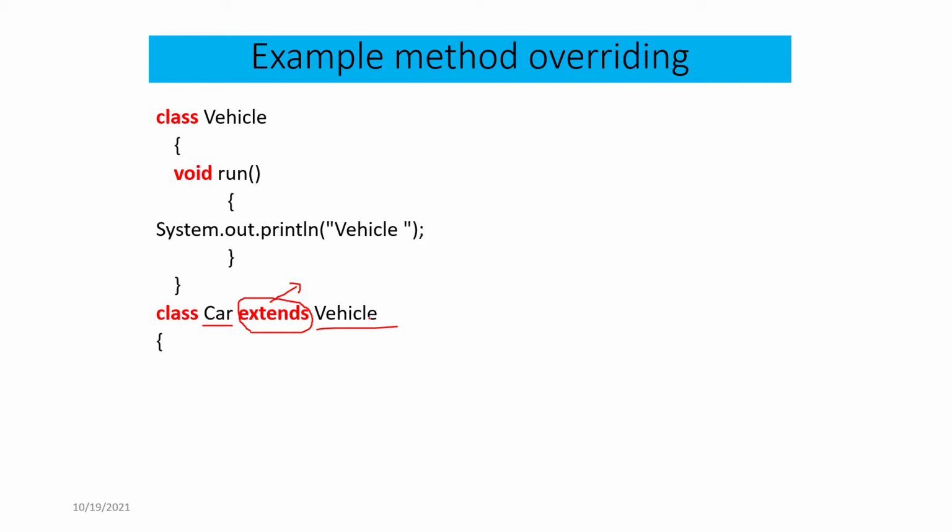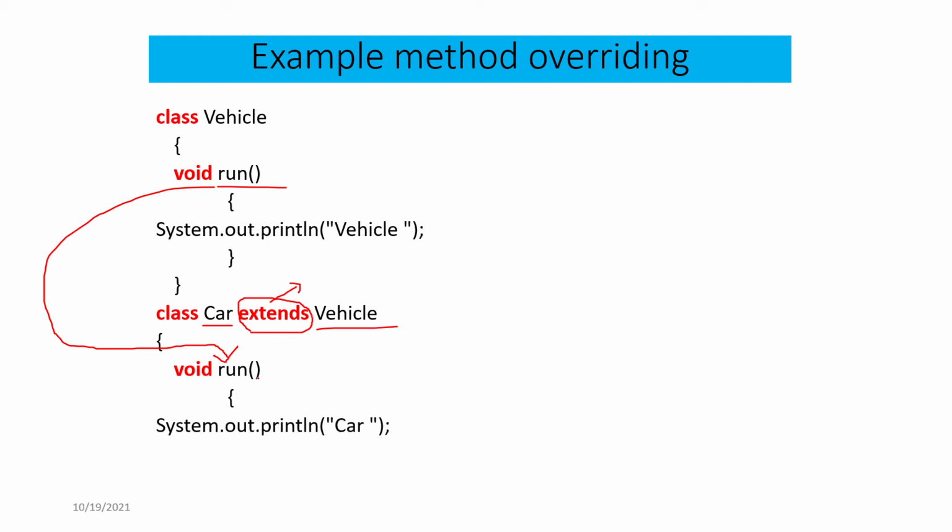Now I am going to write the specific implementation of the run method. Again, as per the rule, whatever method name we use in the parent class, the same name should be used in the child class, and the number of parameters used in the parent class should be the same in the child class also. Here there is an empty parameter list. I didn't use any parameters, so in the child class also I didn't use any parameters. The message I have printed here is System.out.println Car. Car is the message I am printing.